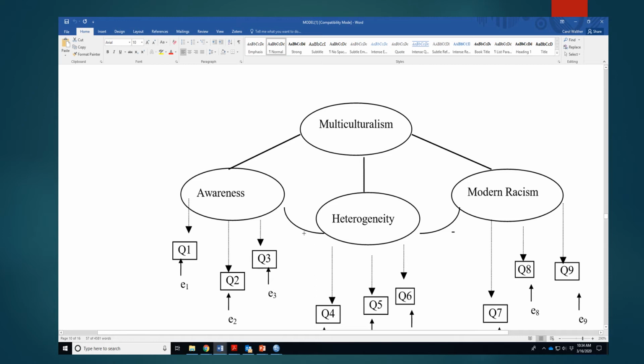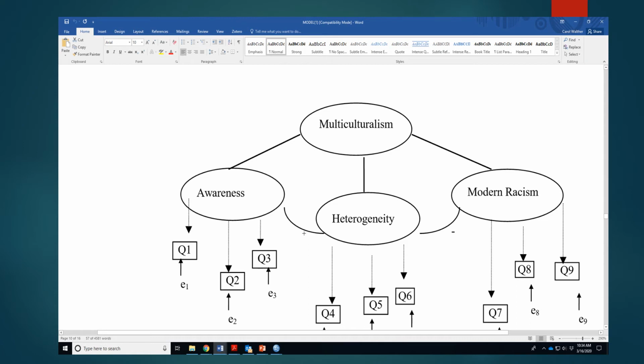So those would be three questions that we could ask that examine the awareness that a student might have related to multiculturalism. Again, this multiculturalism is going to be explained by awareness, heterogeneity, and modern racism. And then awareness, for example, or modern racism are all explained by those different questions below it. So Q7, Q8, Q9, etc.